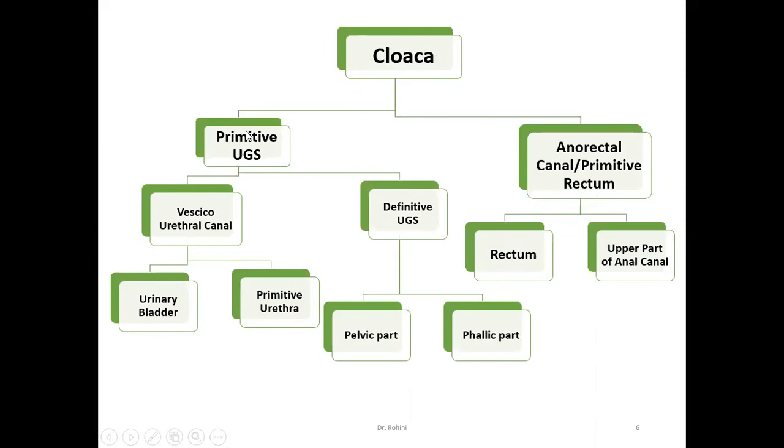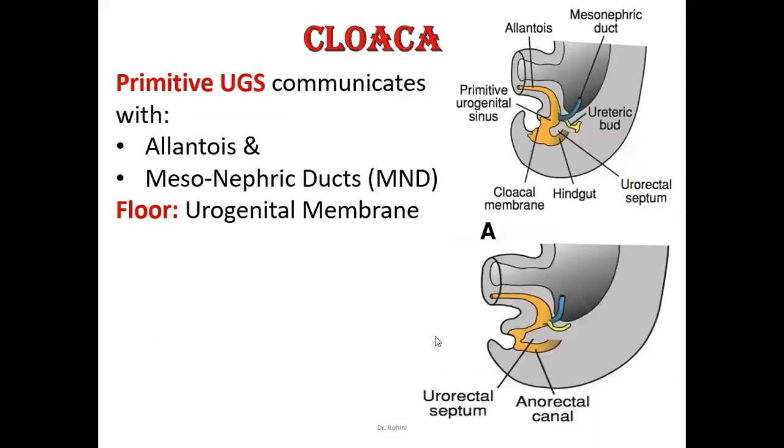The primitive urogenital sinus will be divided into a proximal part called the vesico-urethral canal and a distal part called the definitive urogenital sinus. The vesico-urethral canal will form the urinary bladder and primitive urethra, and the definitive urogenital sinus will give rise to the pelvic part and the phallic part of the urethra. So we'll be discussing all these things.